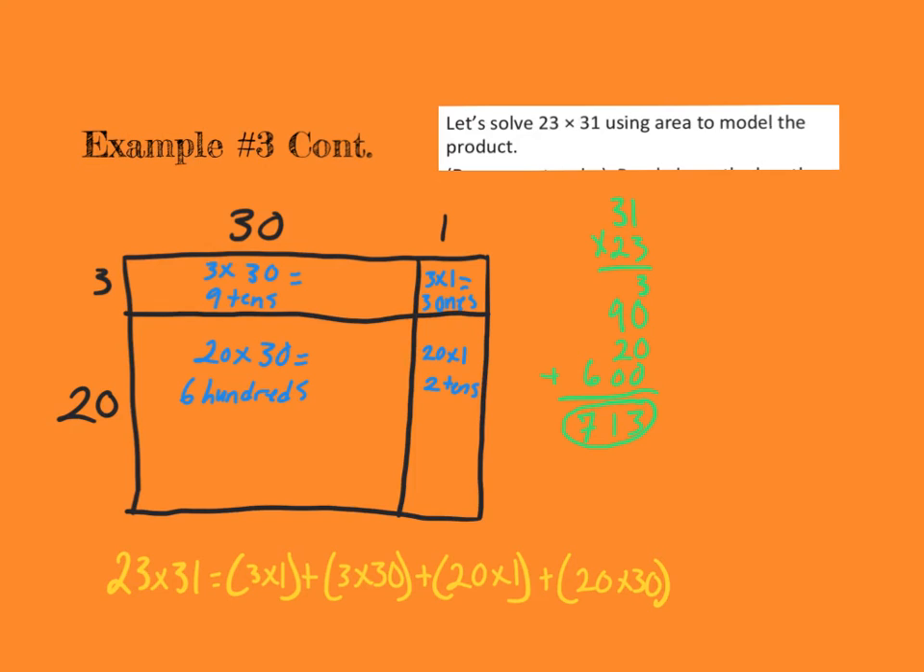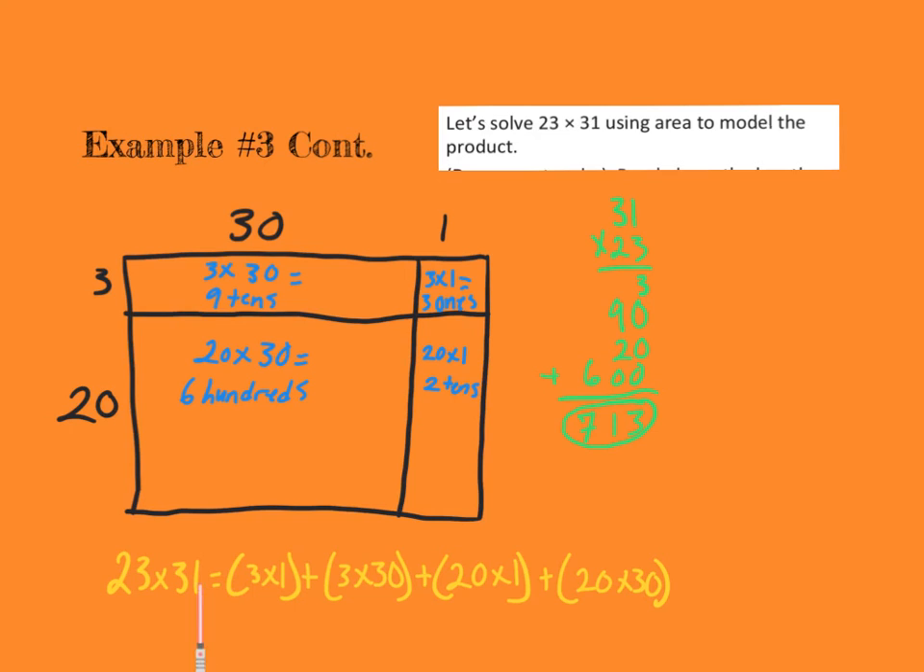So you would take 3 times 30, and that's 90. 20 times 30 is 600. 3 times 1 is 3 ones, and 20 times 1 is 20. So you would come over here, and you would do 31 times 23, but you would take it one at a time. So 3 times 1 is 3. And then you would continue 90, 20, 600, getting 713.